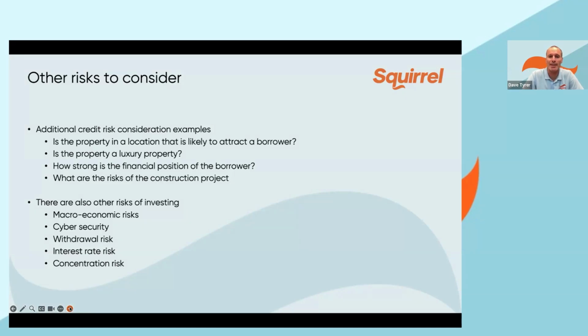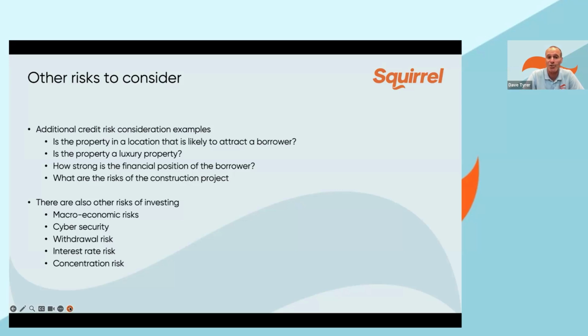Another example might be, is the property a luxury property? So is it the upper end of the price bracket? If it is, that's going to make it a whole lot harder to sell. And we also see more volatility in house prices for luxury property. So if we were writing a loan on luxury property, which we don't do very often, we're more likely to do that at a lower LVR to help manage that loss given default risk that we talked about earlier.